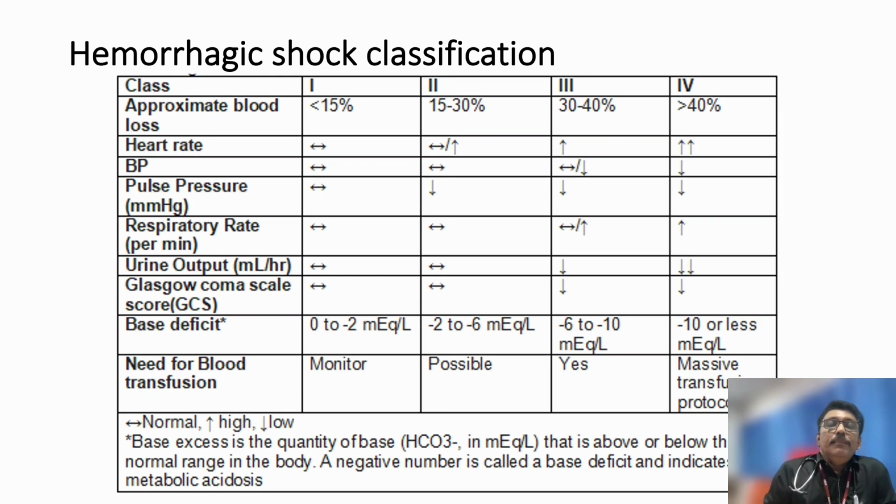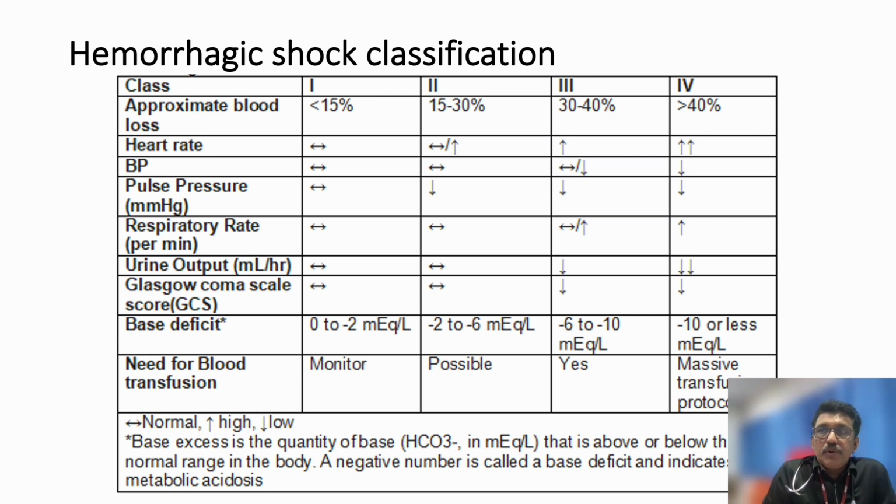Another important problem is hemorrhagic shock. I am not going to discuss hemorrhagic shock here, but you can see the chart. There are 4 major classes of hemorrhagic shock. Depending on the clinical features, we can classify into 4 major groups. We classify this because from this itself we can understand whether the patient requires blood transfusion or not. And class 4 requires massive transfusion protocol.